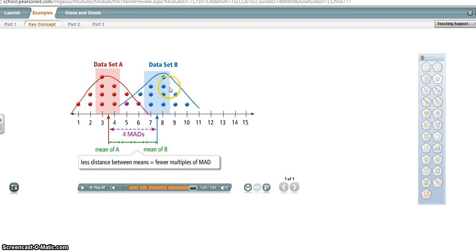Okay, so when we have two data sets that are spread out in about the same way, you can see the shaded part here is showing you kind of how they're spread. Most of the data is in the shaded part. Then we can describe how far apart their means are by talking about how many multiples of the mean absolute deviation it would take to get from one mean to the next. Let's try an example.